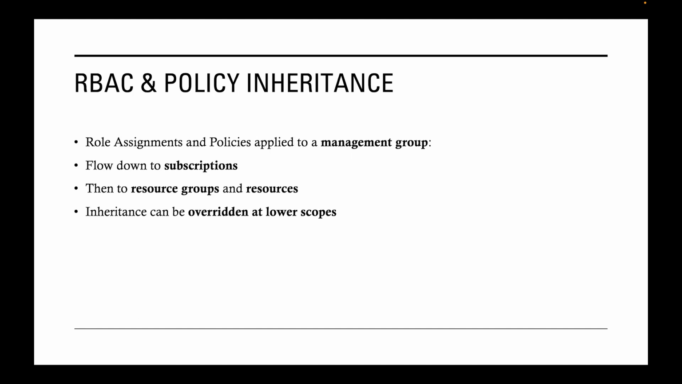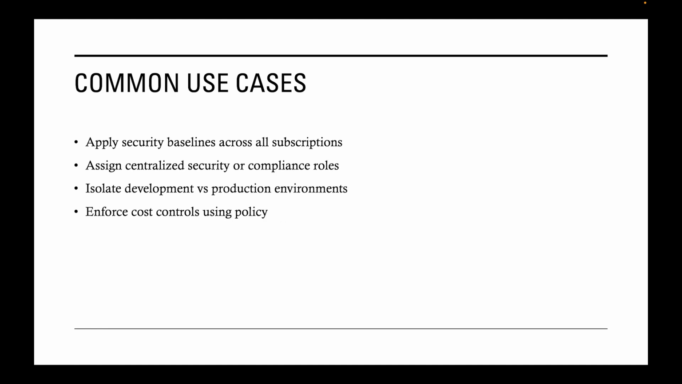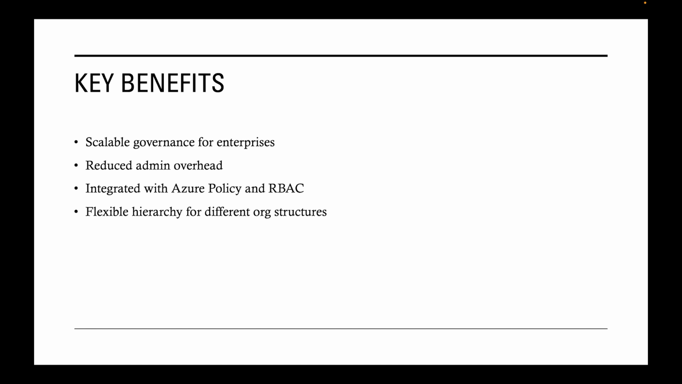So, RBAC and policy inheritance. Role assignments and policies applied to a management group flow down to subscriptions, then to resource groups and resources, and inheritance can be overridden at a lower scope. Some of the common use cases for management groups are to apply security baselines across all subscriptions, assign centralized security or compliance roles, isolate development and production environments, and enforce cost controls using policy.